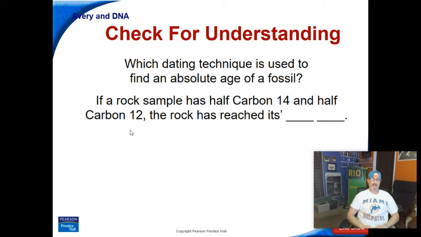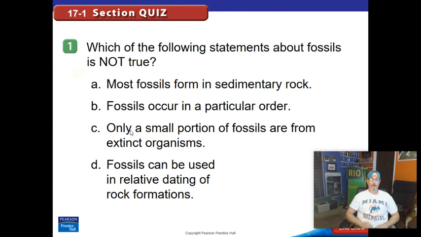Which dating technique is used to find an absolute age of a fossil? You might want to take a look back at number 10. Yeah, so it's radioactive dating. Relative dating, non-absolute. Radioactive dating, absolute. If a rock sample has half carbon-14 and half carbon-12, the rock has reached its blank. Take a look back at number 12. Yeah, that's its half-life.